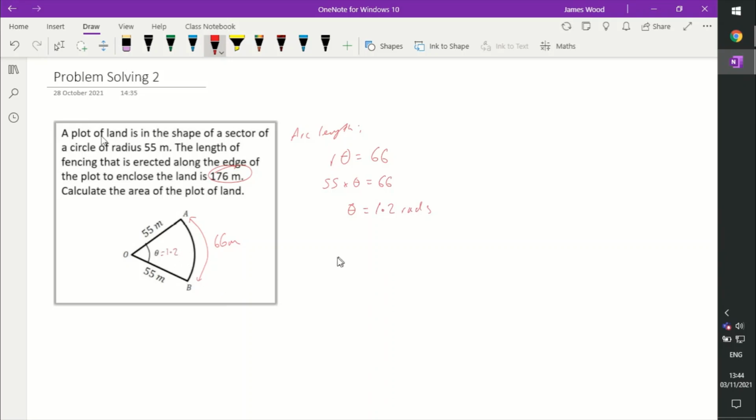Now to find the area, we can use the area of a sector formula, which is half r squared theta. So that's half times 55 squared times 1.2. So that is 1815 meters squared. Be my final answer there.